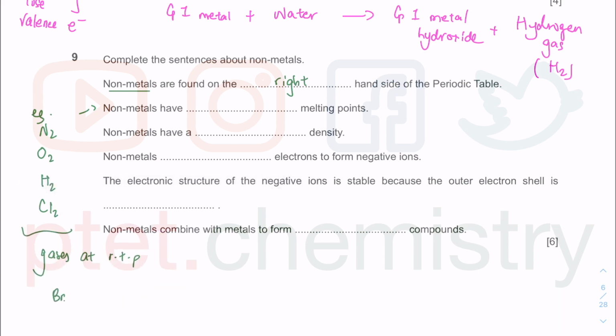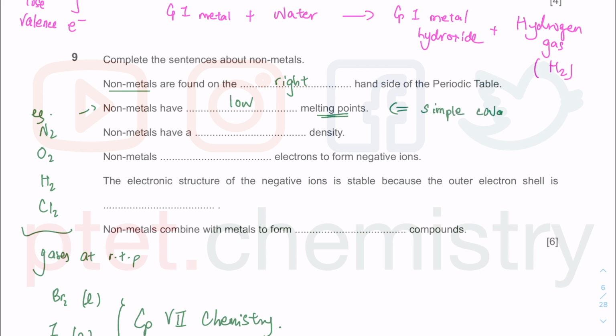As you know, Br2 is a liquid, and I2 is a solid, as part of your group 7 chemistry that you learn in nonmetals. In terms of melting point, they are already gases by the time they reach 25 degrees Celsius because they have low melting points. They are all simple covalent molecules. In your syllabus under structure and bonding, you can also call this simple molecular structure, and therefore you are just breaking the weak intermolecular forces. That's why they have low melting and boiling points.